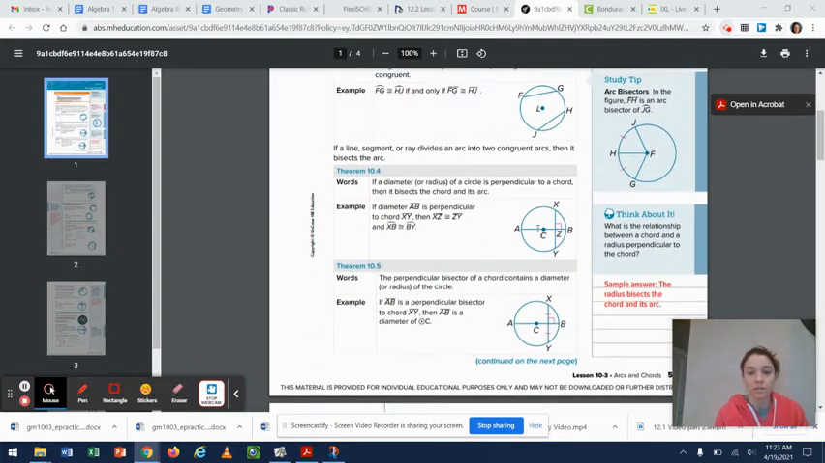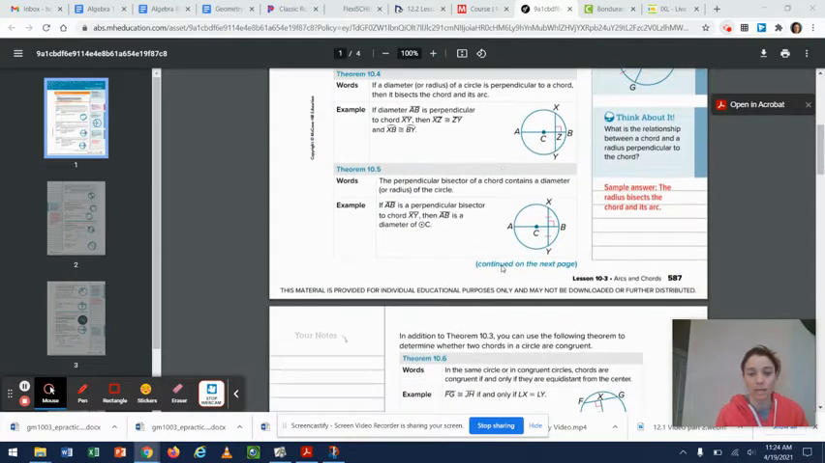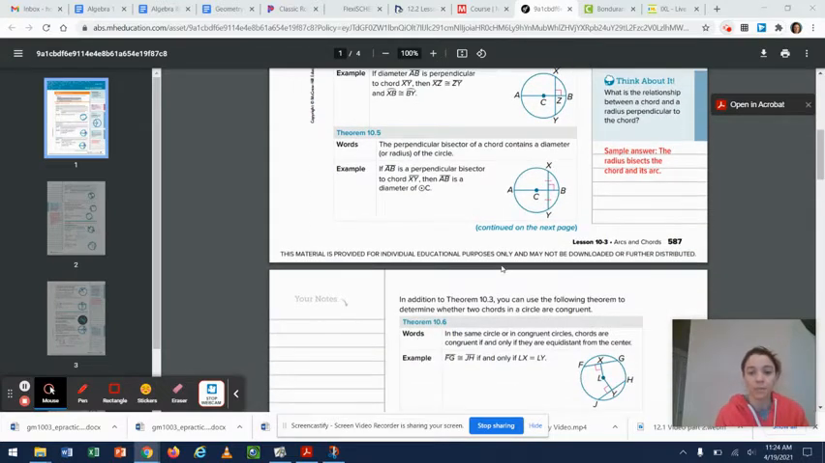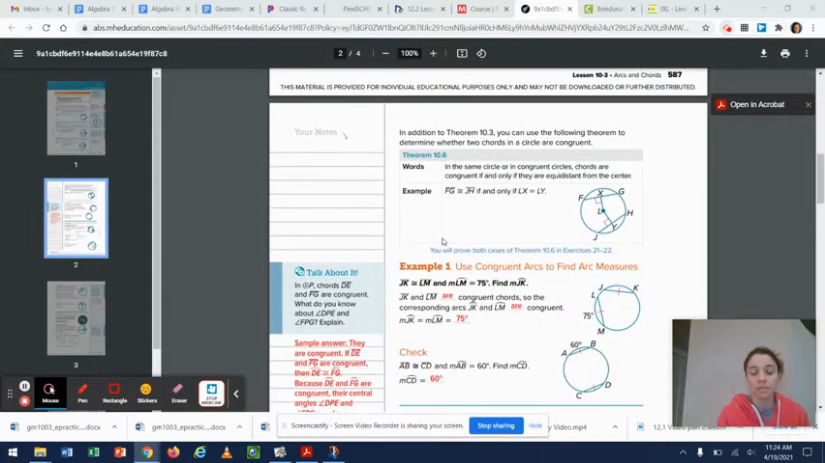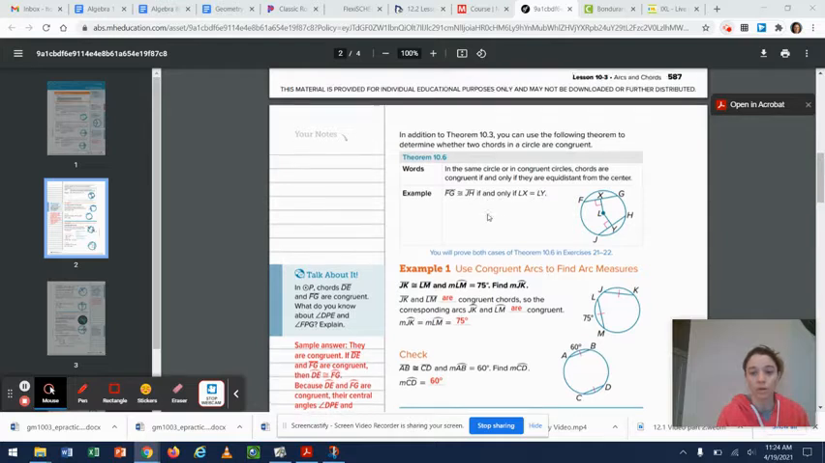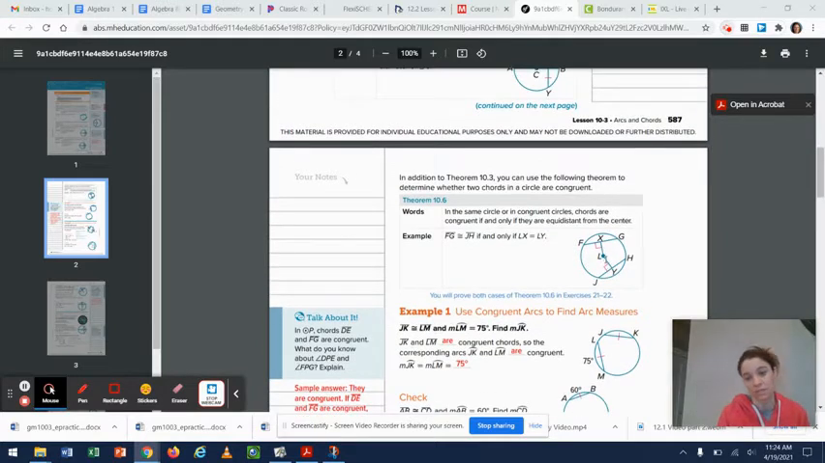Theorem 10.4 says that if a diameter of a circle is perpendicular to a chord, then it's going to bisect that chord and its arc. The perpendicular bisector of a chord contains a diameter of the circle. And then last, Theorem 10.6, in the same circle or in congruent circles, chords are congruent if and only if they're equidistant from the center, showing you that Lx is equal to Ly.